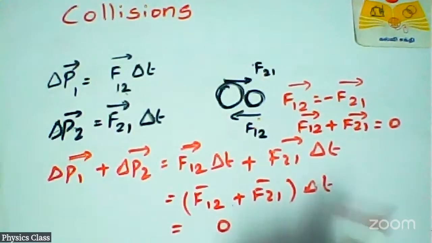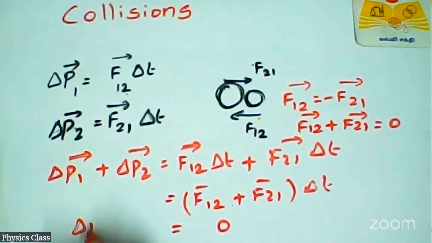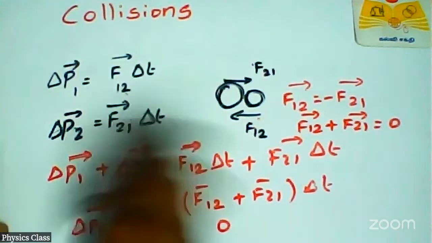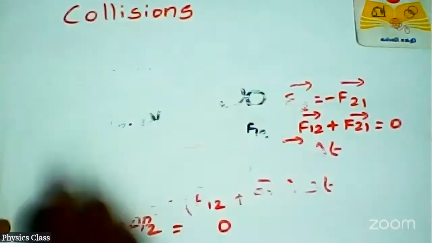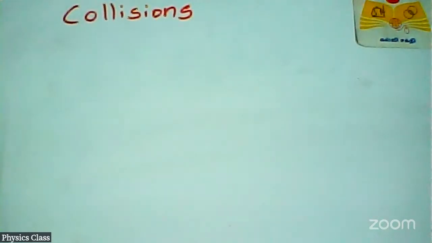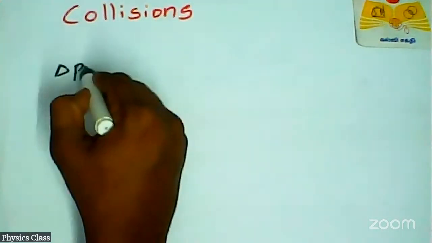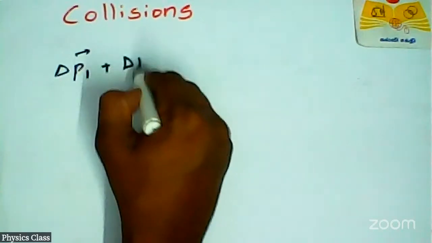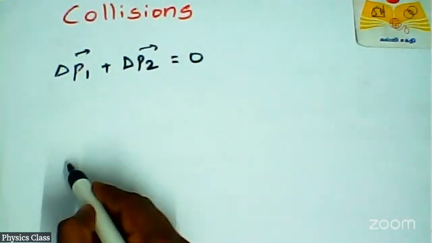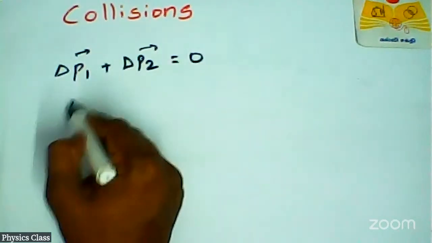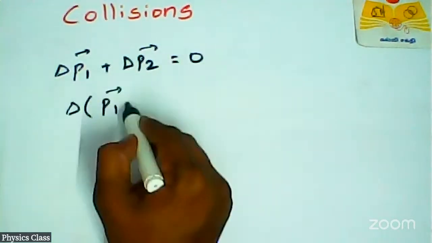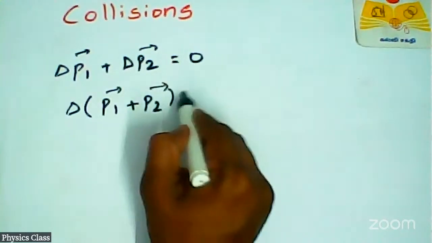So 0 times del t is 0. So del P1 plus del P2 is equal to 0. We can take out the del common. So P1 plus P2 is equal to 0.